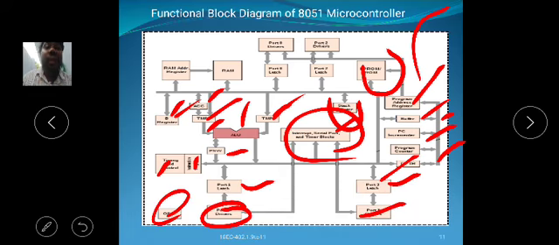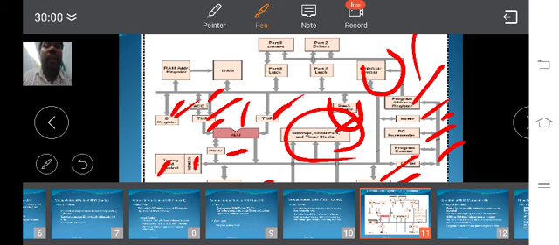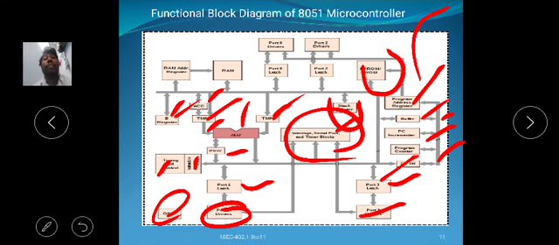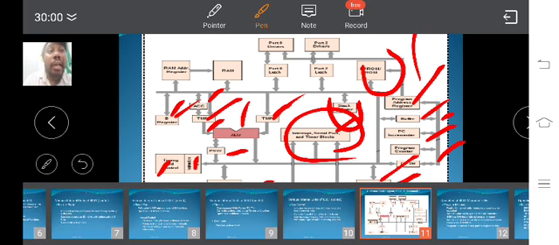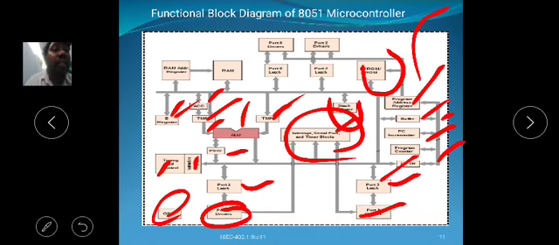We also have the B register, which is used along with the accumulator for multiplication and division. You have to explain each register and also the program counter. The program counter holds the next instruction address of the program memory location. The program incrementer means that based on the instructions, the program counter will be incremented. You have to explain each block and its operation.